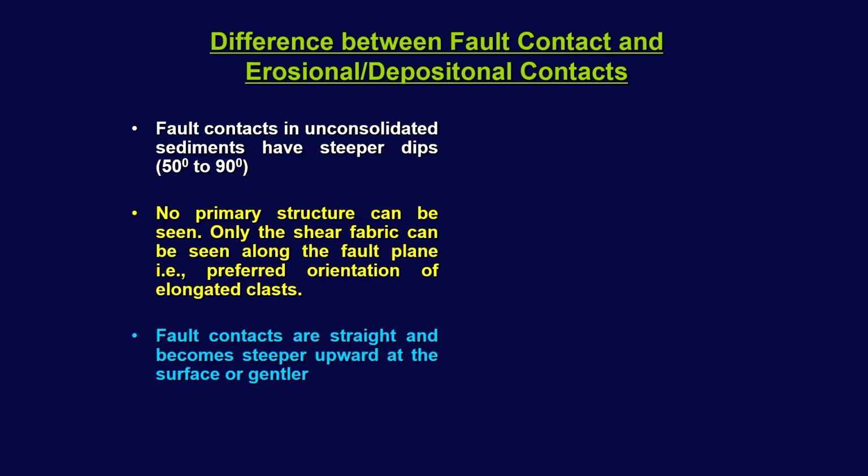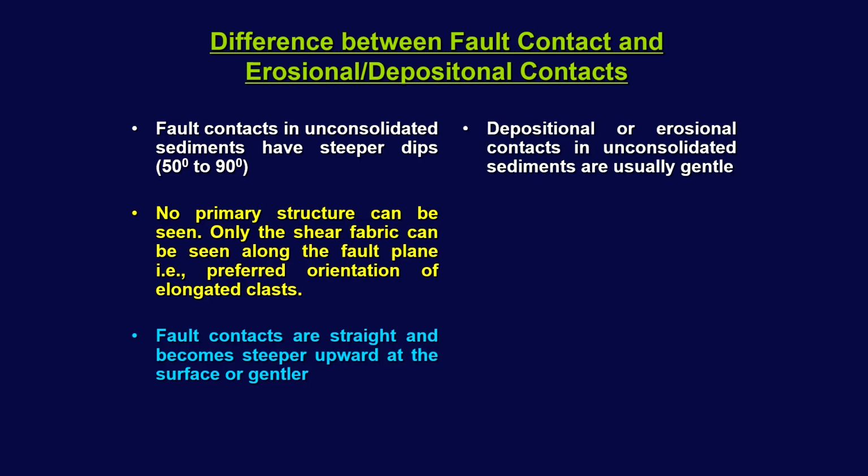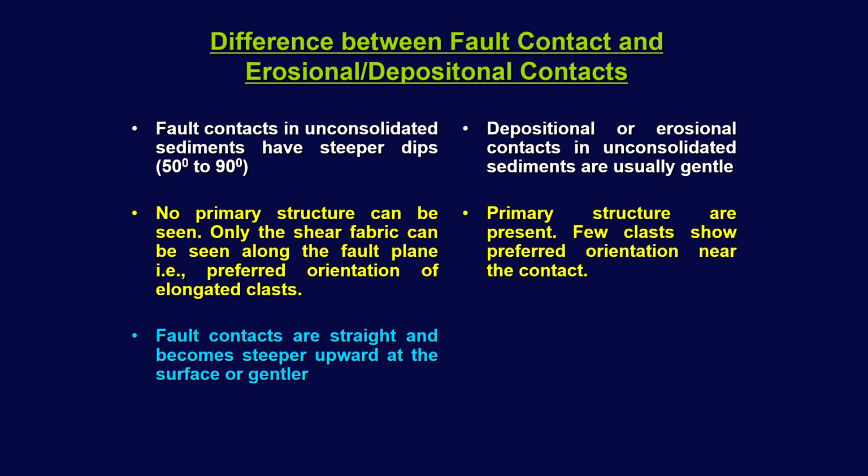We see a very preferred orientation of elongated clasts along the fault plane, and fault contacts are straight and become steeper upward at the surface, or gentler. Now, the depositional or erosional contacts in unconsolidated sediments are usually gentle, like the cross stratification and troughs or the bedding surfaces which have been seen. For example, you have something like this. So, you have a contact here, but these are all depositional contacts, so they will be much gentler as compared to your fault contacts.